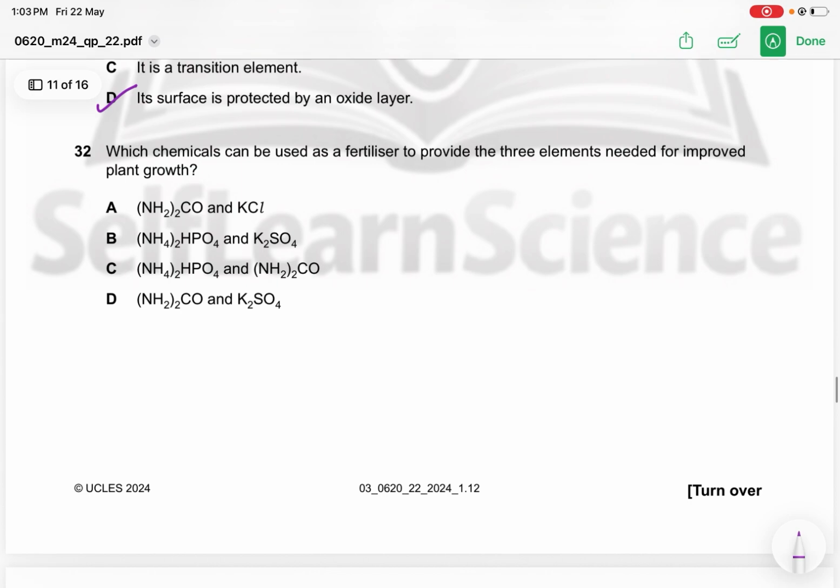Next, 32. Which chemicals can be used as a fertilizer to provide the three elements needed for improved plant growth? Now for fertilizer, we require NPK, which is nitrogen, phosphorus and potassium. So out of all the pairs, you just see where all these elements are present together. In the first, we have nitrogen and potassium, but not phosphorus. In B, we have nitrogen, potassium and phosphorus, all the three together. In C we have only nitrogen and phosphorus. In D we have nitrogen and potassium. So B is the correct answer.